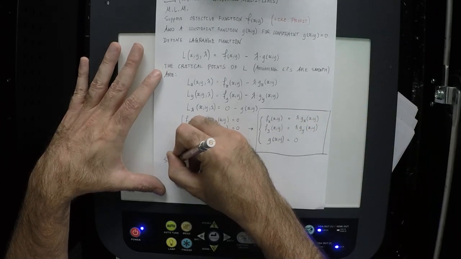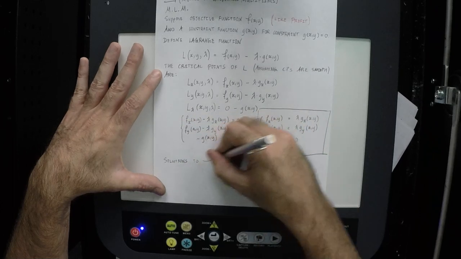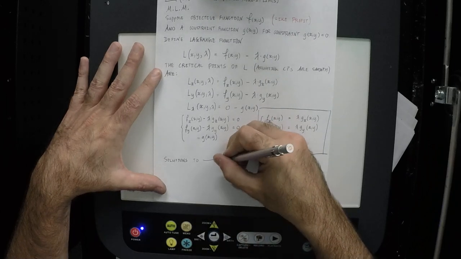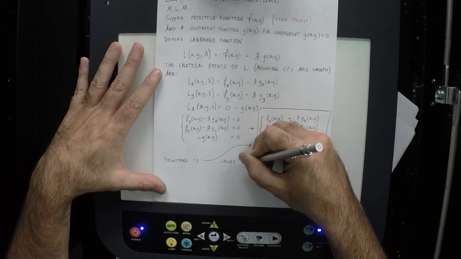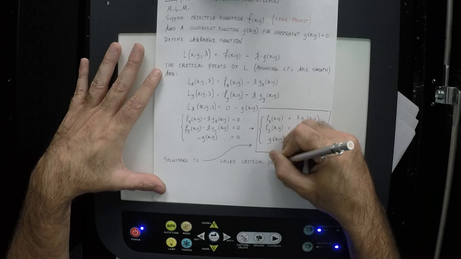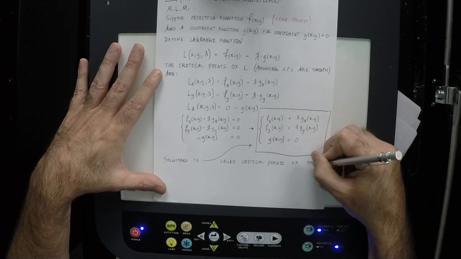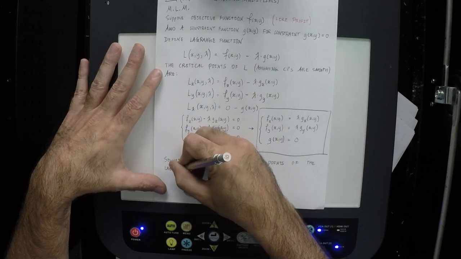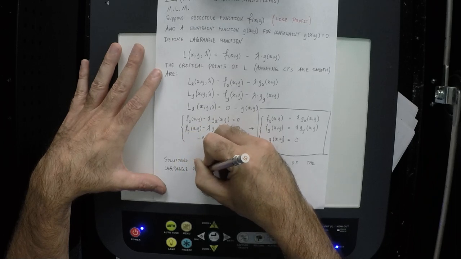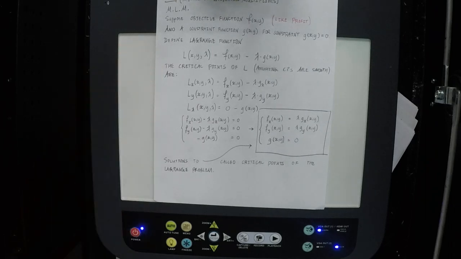So the solutions to this system of equations are called critical points of the Lagrange problem. And when we're doing problems from this section, more or less mechanically, what it comes down to is solving that system of equations. Now, you can get really far in the exercises in this class anyway by just memorizing that system of equations and being able to solve it. But it would be sad for me if you didn't understand what they mean.